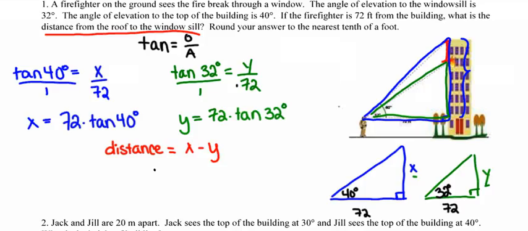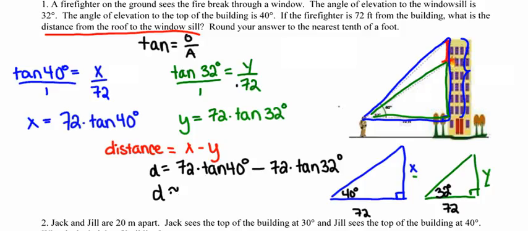Well, it just so happens that at this point I have a value for x. My value for x is this 72 times the tangent of 40 degrees, subtract my y value, which is 72 times the tangent of 32 degrees. And now, and only now, that I'm all set to come up with my final answer for this problem, do I go ahead and get my calculator out and start doing the calculations.